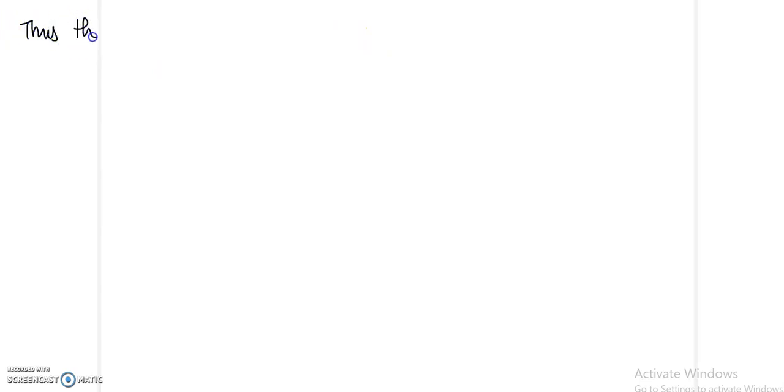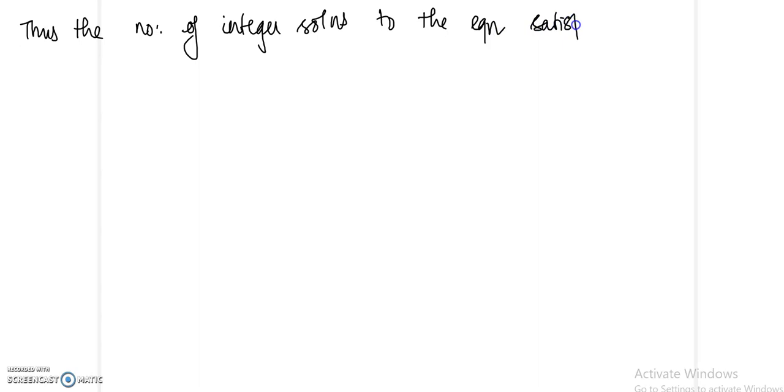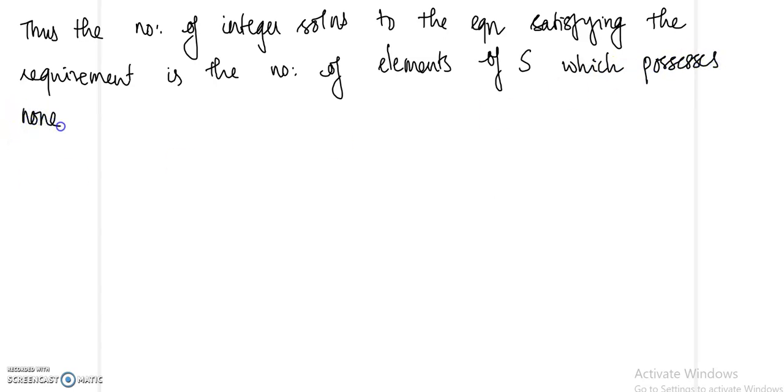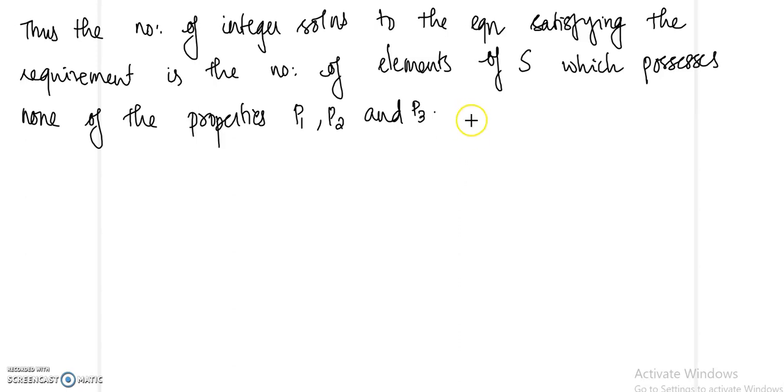So yes, the number of integer solutions to the equation satisfying the requirement is the number of elements of S which possesses none of the properties P1, P2 and P3. So therefore we need to find E of 0.